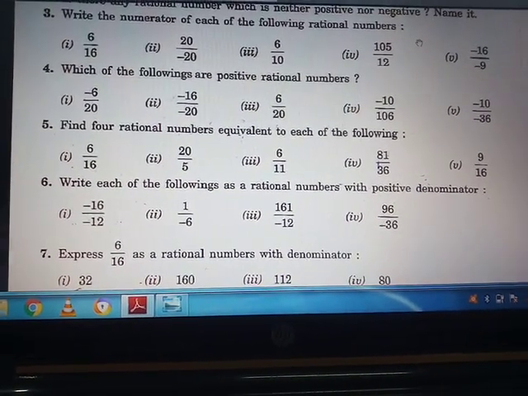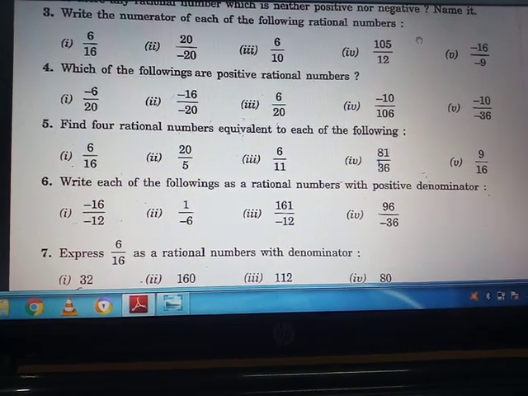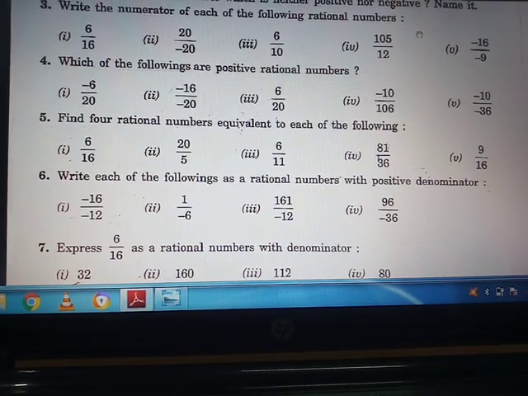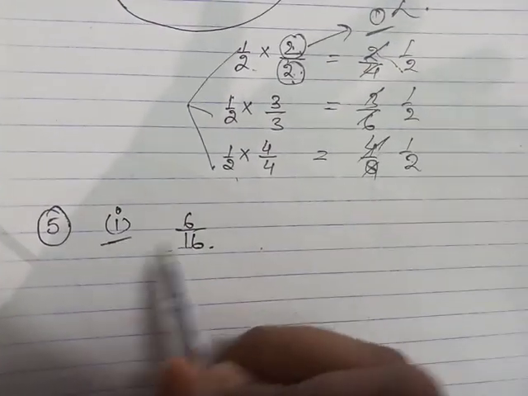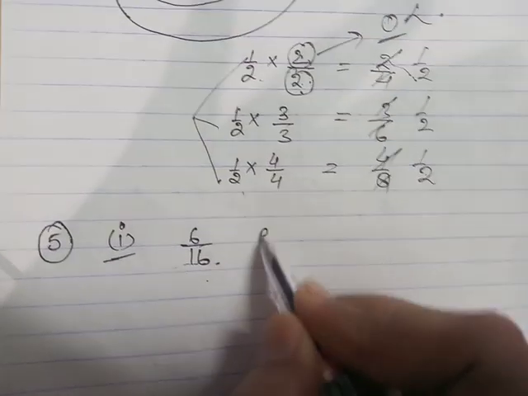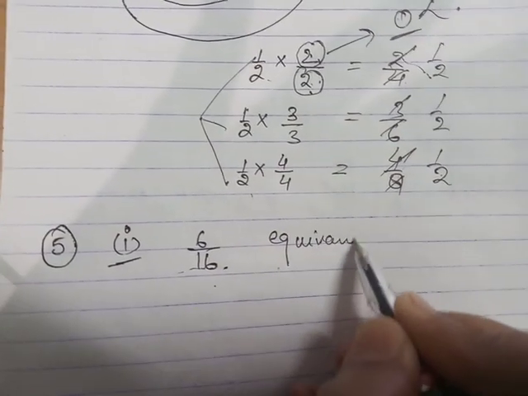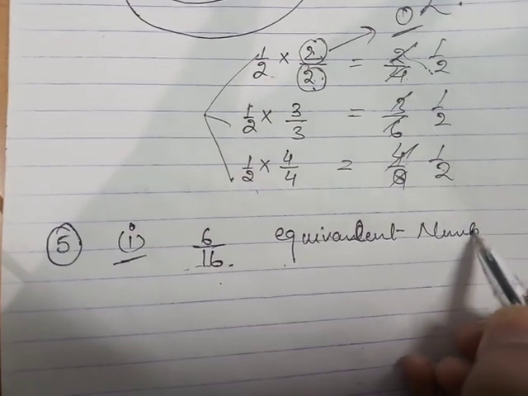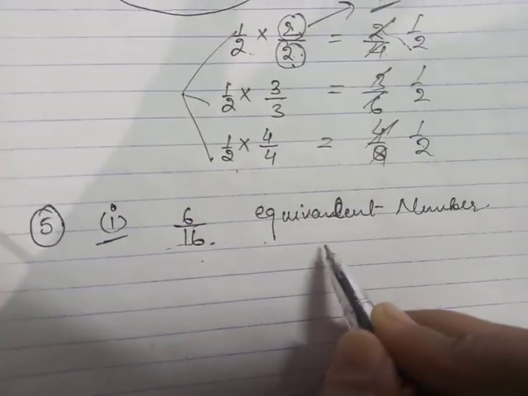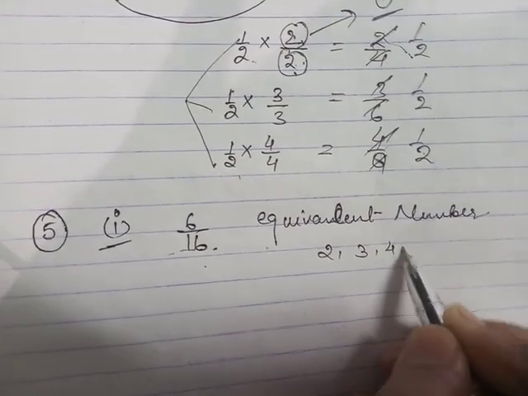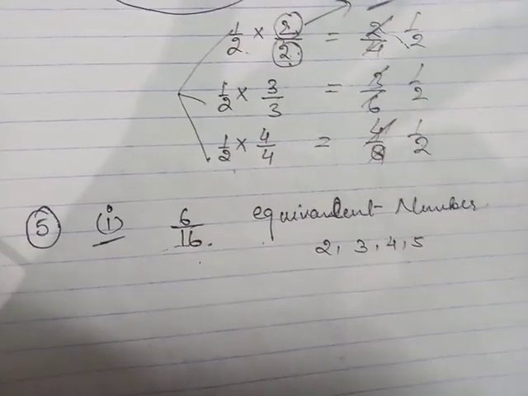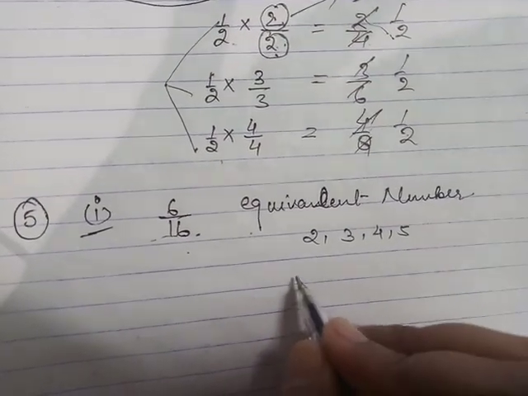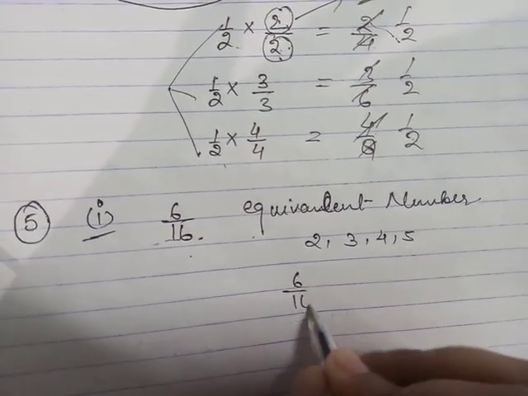Now question number 5th. Find 4 rational numbers equivalent to each of the following. What you have to do, we will see the first part, that is 6 by 16. In question number 5, first part was 6 by 16. So if it is asking about equivalent numbers, what we will do, we will just take the numbers 2, 3, 4, 5. Okay, it is saying that you have to write the 4 equivalent numbers. So you will see that 6 by 16, you will write this.